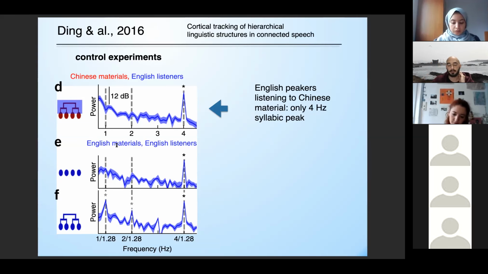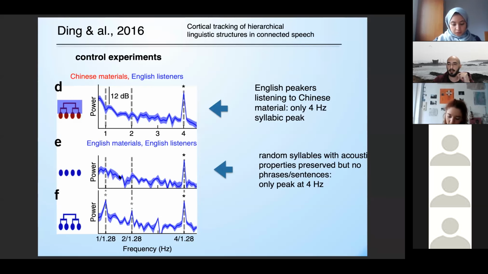And then they say, okay, let's replicate the same experiment in English. Maybe that was reflecting some properties of Chinese. What if we have it in English? Again, experiment with random 4 syllables with acoustic properties preserved, but no phrases, sentences, only peak at 4 Hz. Same experiment with bisyllabic phrases merging into a 4-syllabic sentence, and exactly the same result. Peak at 4, peak at 2, and peak at 1 Hz. Okay? So, really cool results.